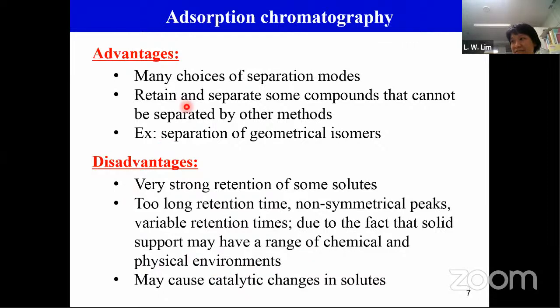Another disadvantage is that the solid support may sometimes cause catalytic changes in the samples. This is not so normal, but sometimes it happens if you use a polymer-based column. That is why polymer-based columns are not so common. Comparing the use of silica-based and polymer-based, silica-based is about 80% and polymer-based is about 20%, because the physical environment of polymer is not as stable as silica.